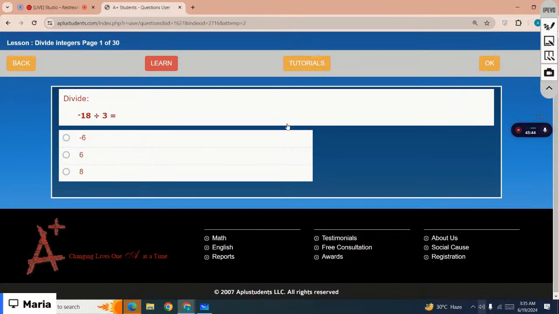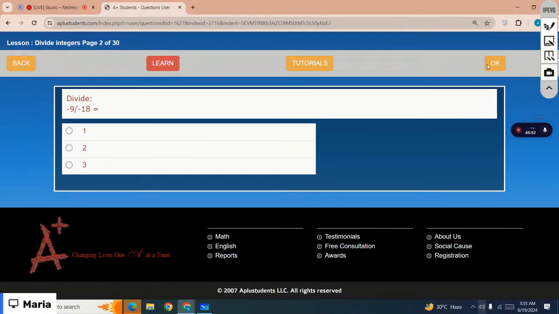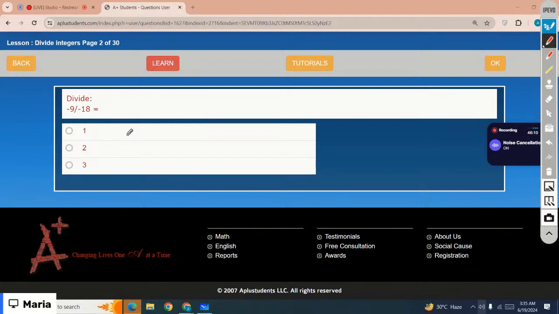The correct option is -6. Option number 1 is the correct option. -18 divided by -9, which is the correct option? No, you have to divide -18 by -9, right? That's actually the division sign, it is like this: -18 divided by -9.